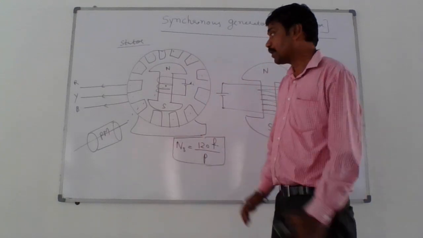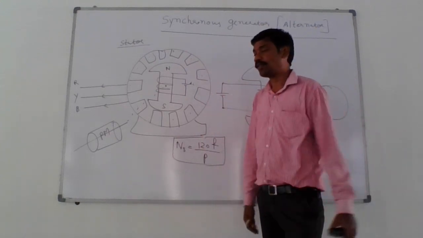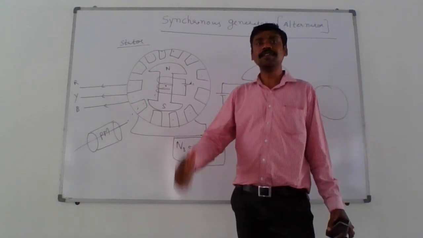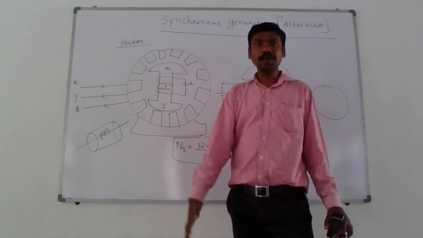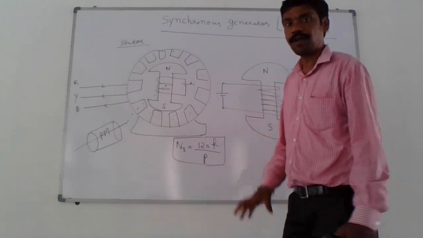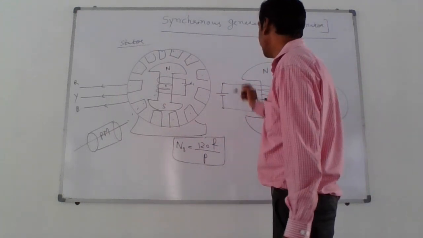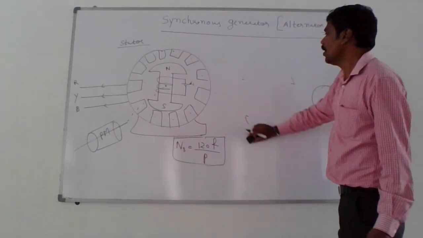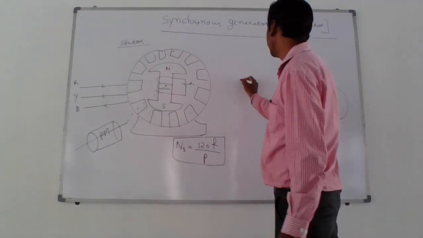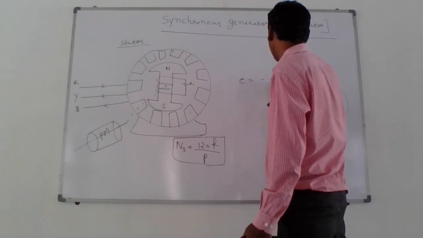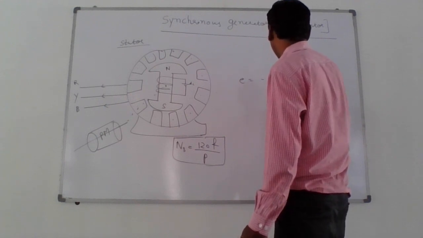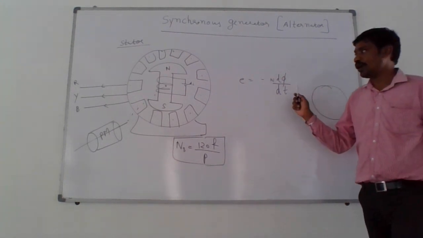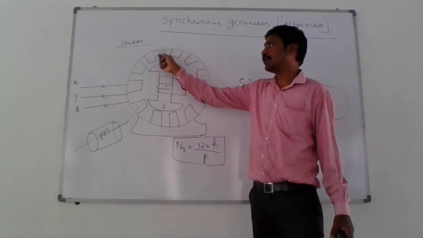Now come to the basic principle of operation of a generator, Faraday's law. What does Faraday's law say? Faraday's law says whenever there is a change in flux, EMF is induced. Whenever there is a rate of change of flux, EMF is induced. That is, E = dφ/dt, or you can say E = -N dφ/dt. Now let us see how this EMF is induced.